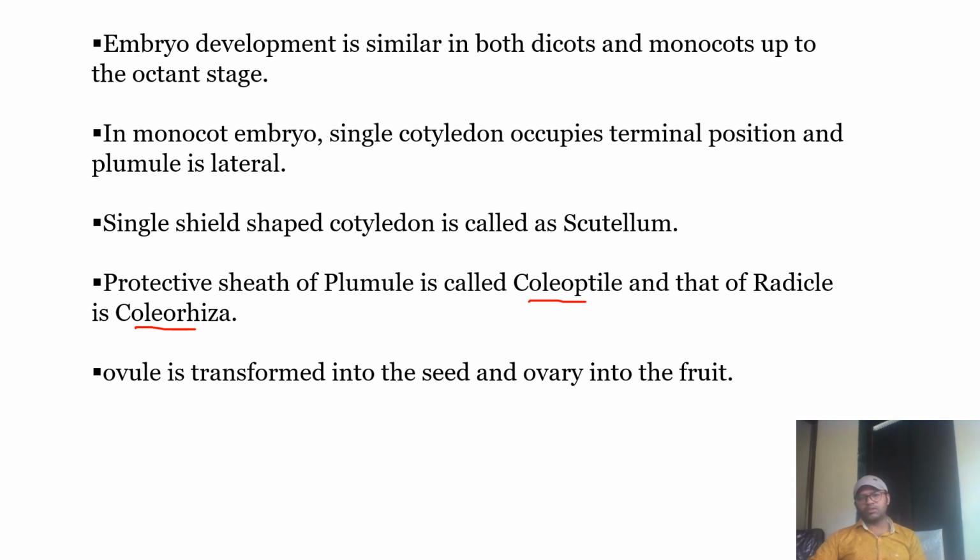The ovule is transformed into seed and the ovary into fruit. You already know about this. The ovule will further form the seed and the ovary will form the fruit.